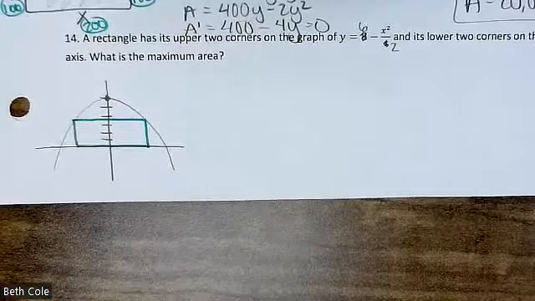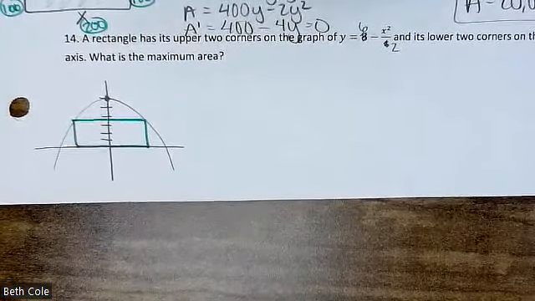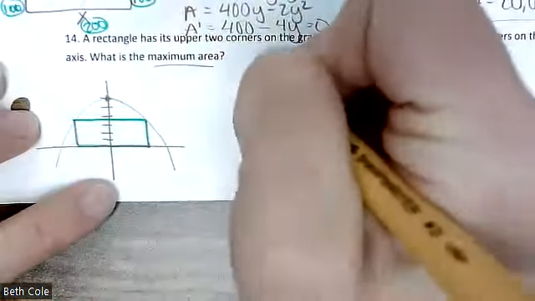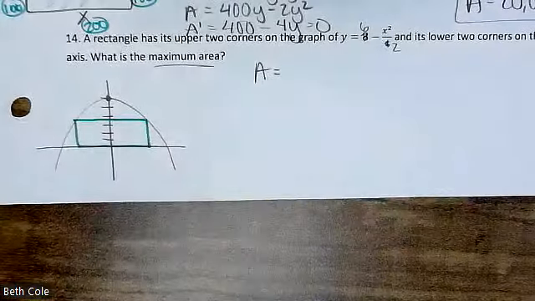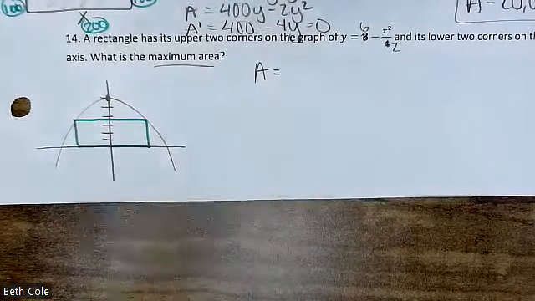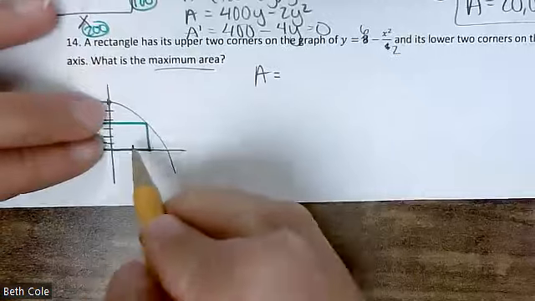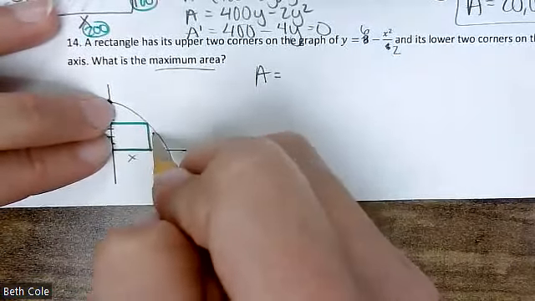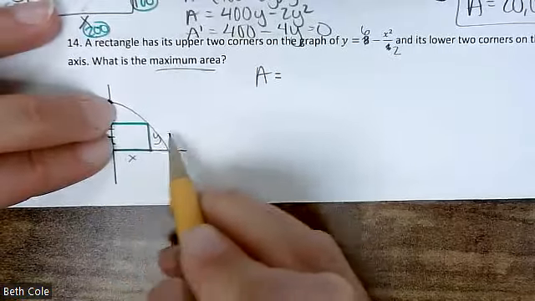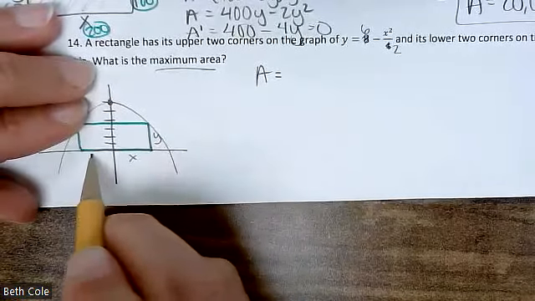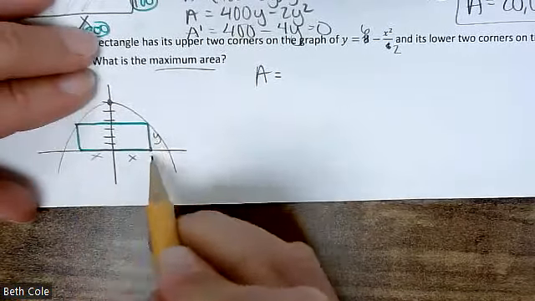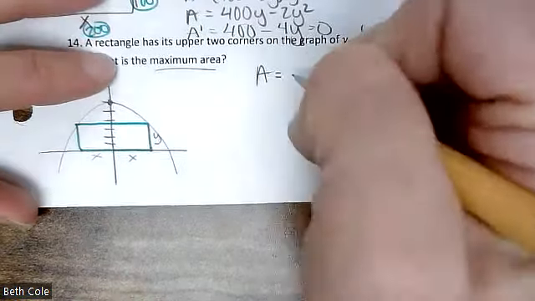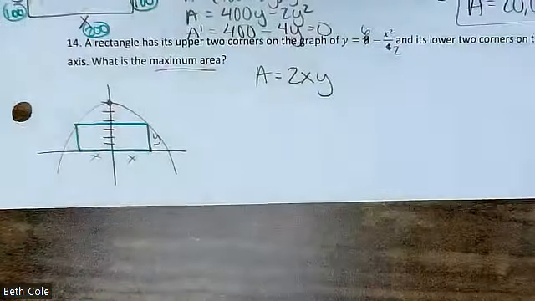What are we trying to maximize? Because that's the thing we need to write an equation for. Maximum area. Area is length times width. This amount is X, and this amount is Y. So just X times Y won't do it. It's 2X times Y. So it's going to have to be 2XY.